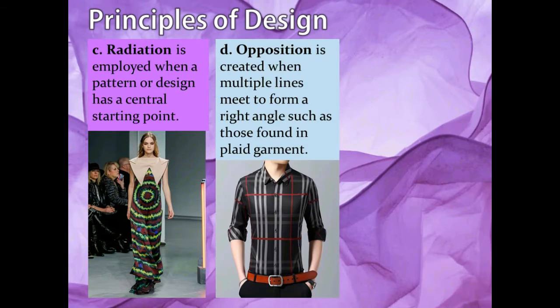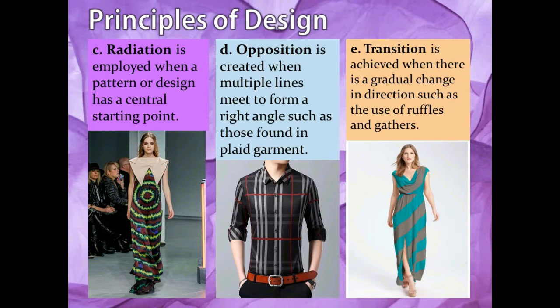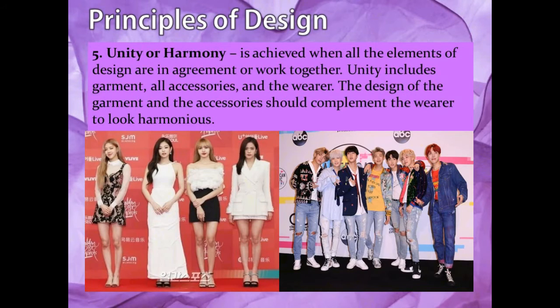We also have opposition. It is created when multiple lines meet to form a right angle, such as those found in plaid garments and checkered shirts. Then we also have the transition. It is achieved when there is a gradual change in direction, such as the use of ruffles and gathers. The fifth principle of design is unity or harmony. It is achieved when all the elements of design are in agreement or work together. The design of the garment and the accessories should complement the wearer to look harmonious.